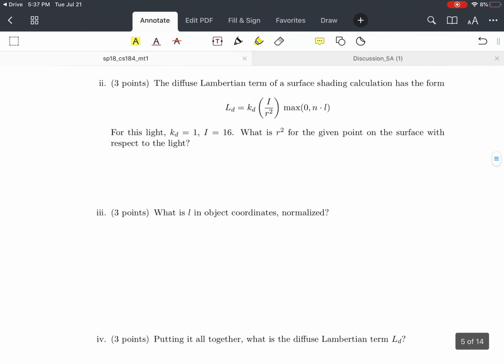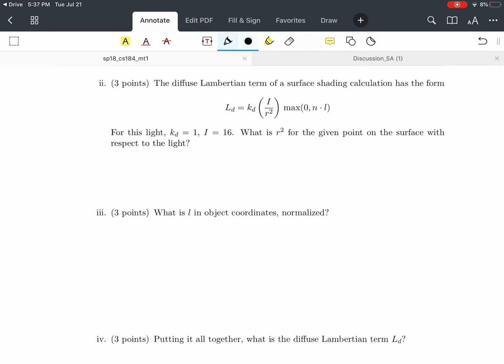So next, number 2, the diffuse Lambertian term of surface shading calculation has this form, right? LD is equal to KD times I over R squared, max of 0, n dot L. And for this light, KD is equal to 1 and I is equal to 16. What is R squared for the given point on the surface with respect to the light?